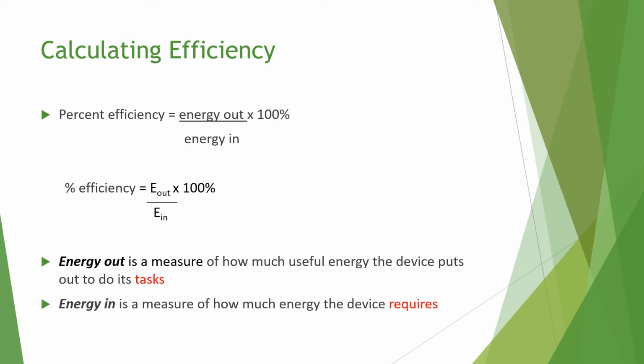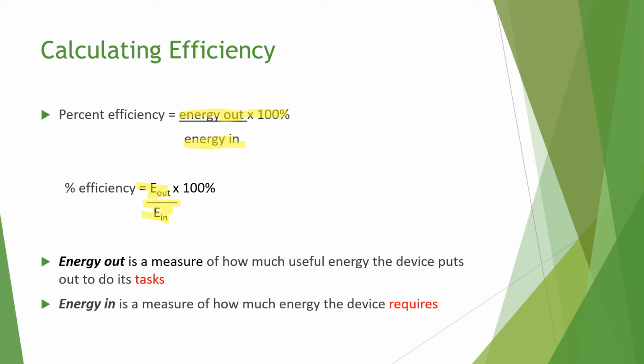Okay, so now we're going to learn a couple different calculations. So calculating efficiency. You're going to come across some word problems where you're going to calculate how efficient this product, appliance, or device actually is. So we have an equation here. Percent efficiency is equal to energy out divided by energy in, and then times 100%. So percent efficiency equals E out for short, divided by E in, times 100%.